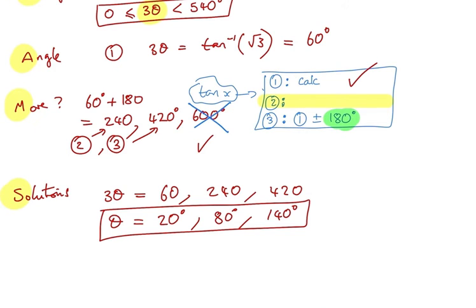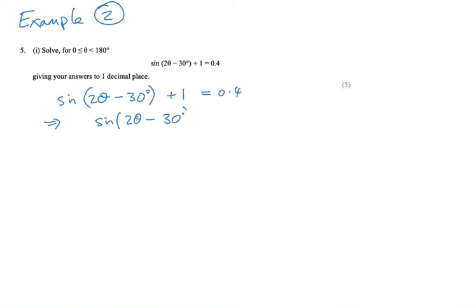And that's it. Okay, we're going to very quickly rush through another example. This is example number 2. This time, we've got a slightly more complicated thing going on. We've got sine of (2 theta minus 30 degrees), all in the bracket, plus 1 equals 0.4. Now, our first step is to take the constant plus 1 over to the other side. That's easy to deal with. So I have sine of (2 theta minus 30) equals, and this is just going to become minus 0.6.